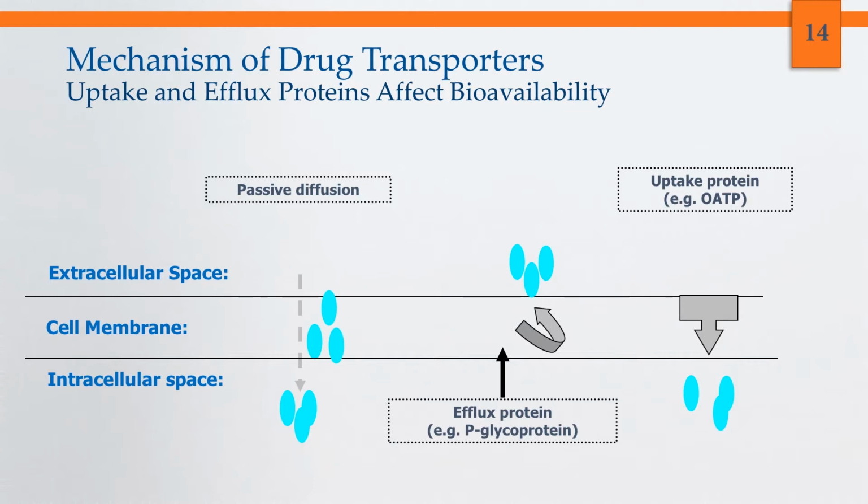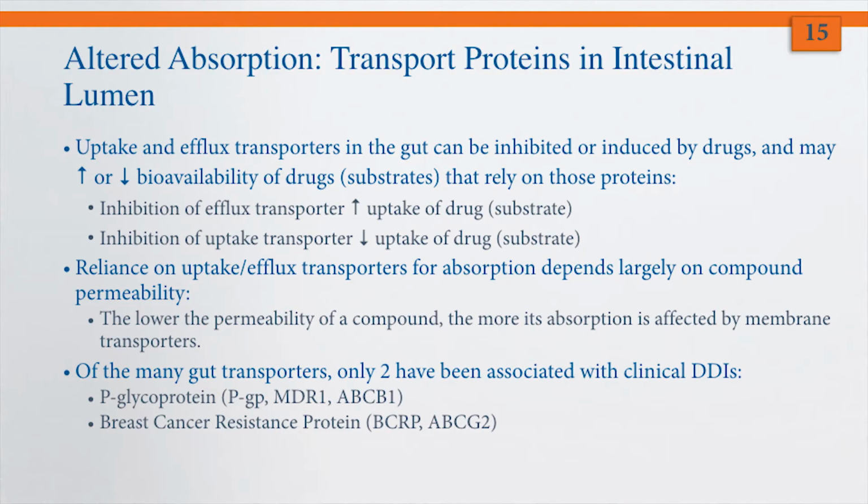So this schematic shows a little bit about what happens when drugs permeate the cellular membrane. They can be effluxed back out if they're a substrate for efflux transporters. Likewise, they can be taken up by uptake proteins. Transport proteins in the intestinal lumen again include uptake transporters and efflux transporters. When drugs inhibit or induce these transport proteins, they can thereby decrease or increase the bioavailability of drugs that are substrates or drugs that rely on these transporters.